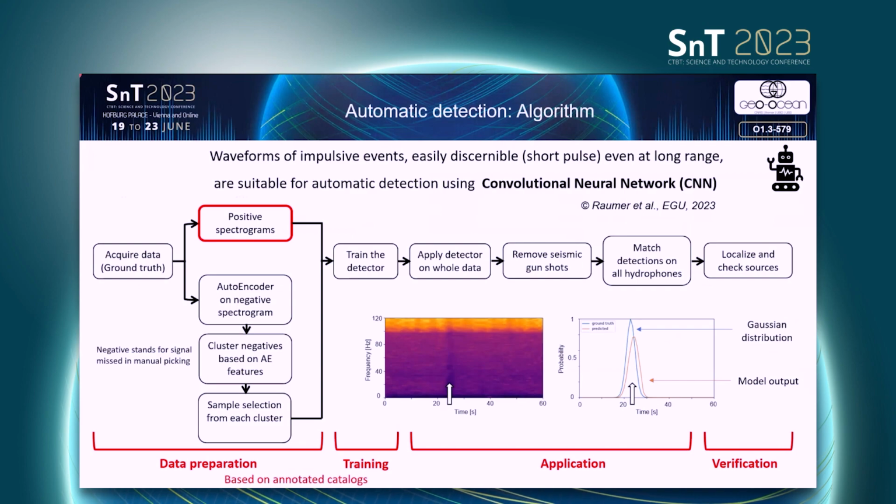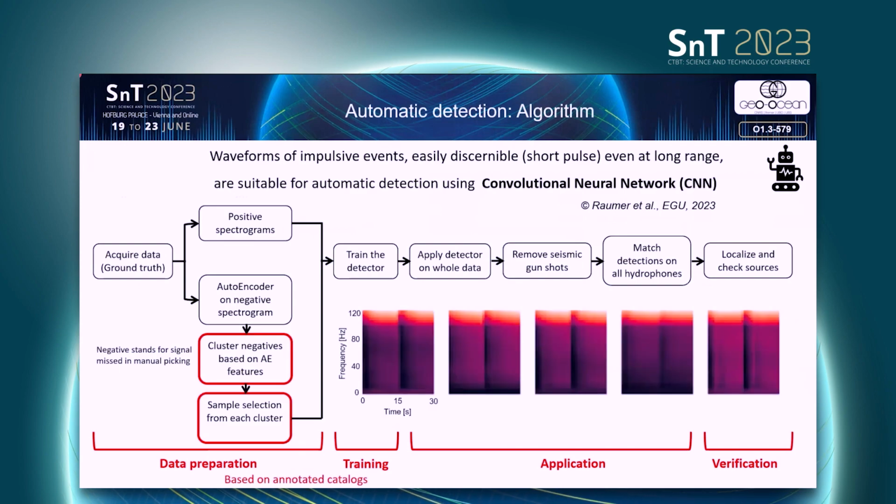So for this, we are using a convolutional neural network based on the autoencoder AI tool. In the first case, we detect the positive spectrograms based on the manually picked data showing the impulsive signatures, and the rest of the data is considered as raw data or the negative waveforms. And then we train the algorithm so that it will extract the impulsive signals based on the given frequency range, the duration of the signal, and the probability distribution.